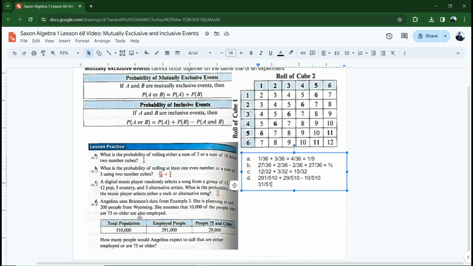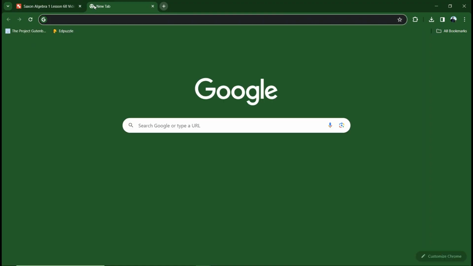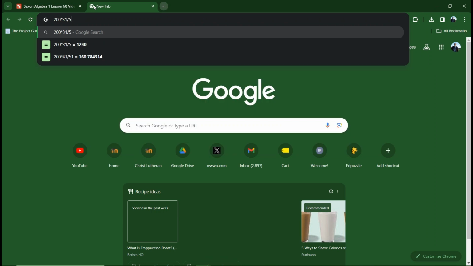Now, the question asks, how many people does she expect to call? This is just a probability that any one person is going to be either employed or 75 and older. But now keep in mind, she's calling 200 people. So how do I use that number 200 to get the answer? What if I multiply 200 times the probability of them being employed or 75 and older? Well, when I multiply, this is going to tell me how many of those 200 people, what fraction of them, we expect to be either. So let's go ahead and do that. It's going to be 200 times 31 over 51.